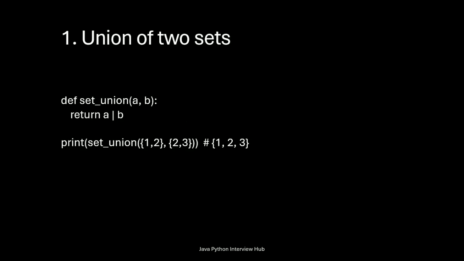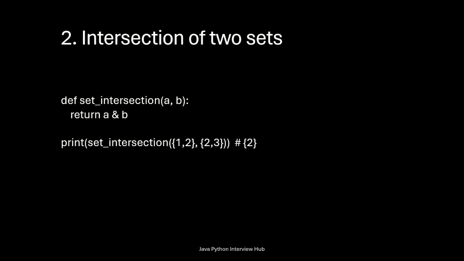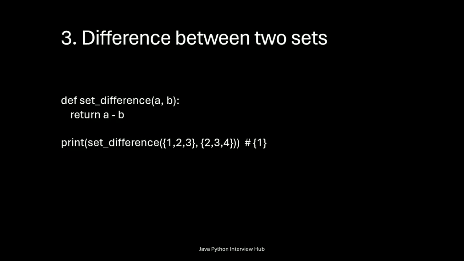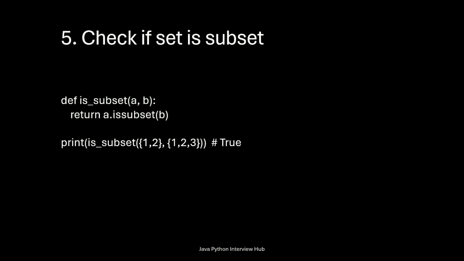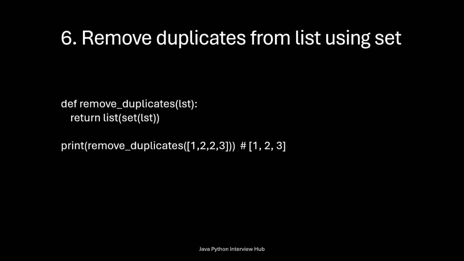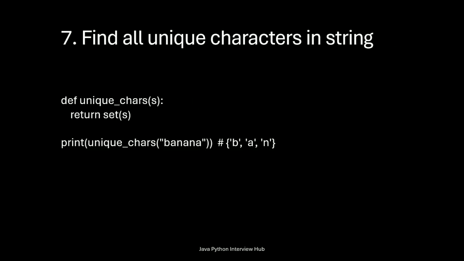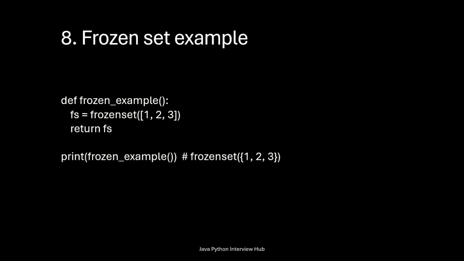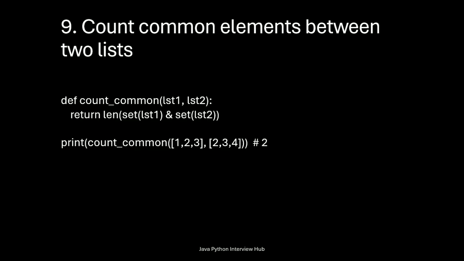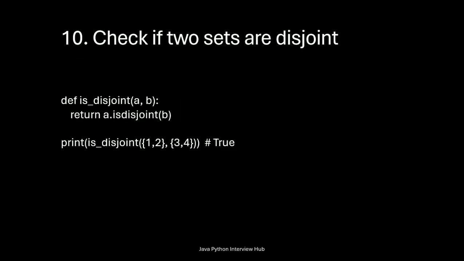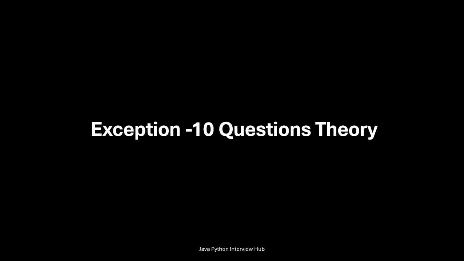Here is union of two sets. Next, intersection of two sets. Difference between two sets. Symmetric difference. Check if set is subset. Remove duplicates from list using set. Find all unique characters in string. Frozen set example. Count common elements between two lists and check if two sets are disjoint. So these are the 10 important practical questions for the set.